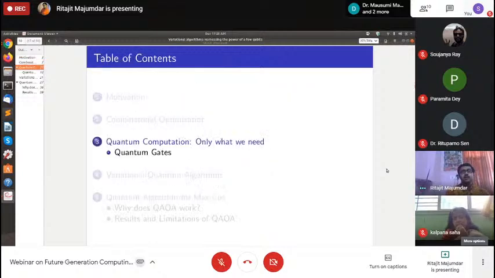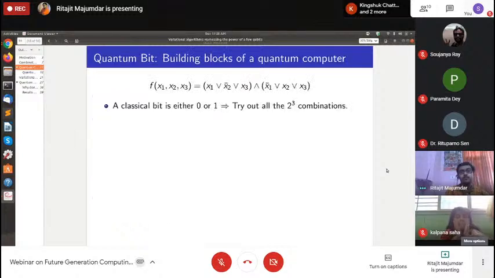Now, we'll try to see how this problem can be solved using a quantum computer. Not solved, again. It can be solved approximately using a quantum computer. But before that, let's just dive into what quantum computation is very shortly, only what we will need here.